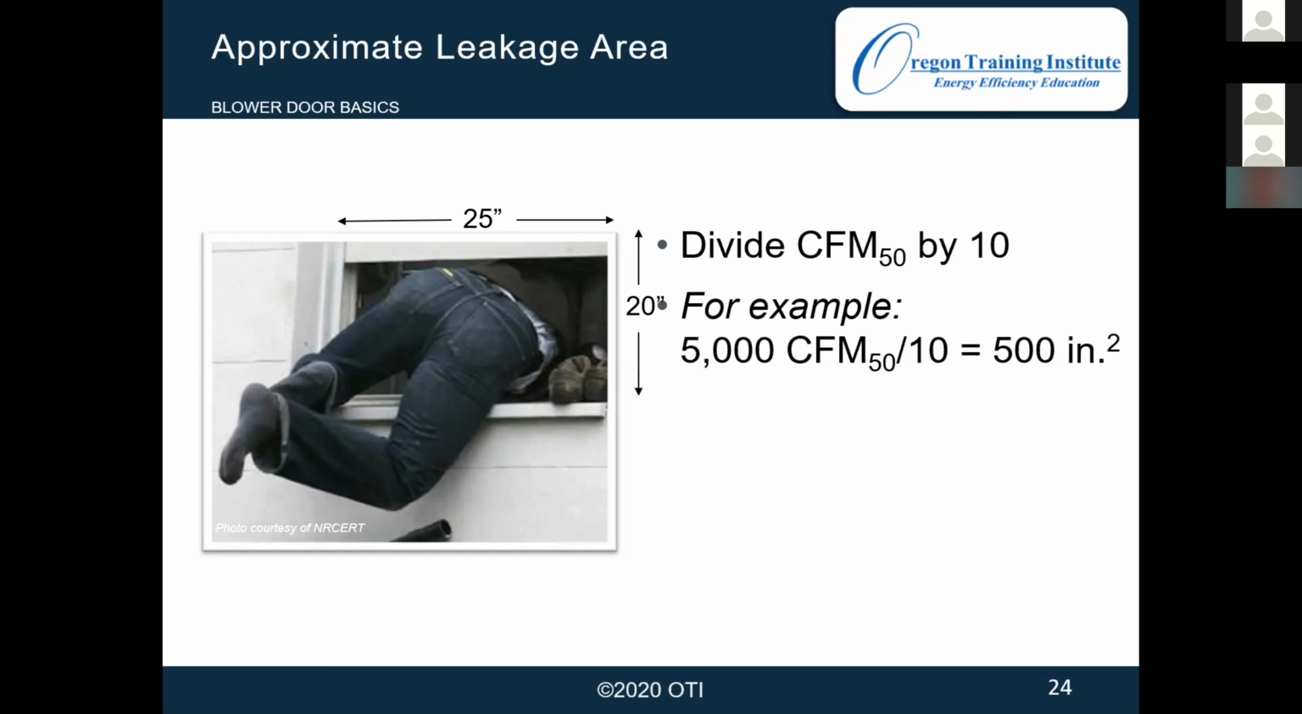We have to send the crews to find this air leakage, and it's easier for them to visualize how much they're after. Unfortunately, it's not all going to be in one spot. It's going to be spread out with little leaks here and there. But together, it would all represent this amount. They call this formula the approximate leakage area, the ALA.